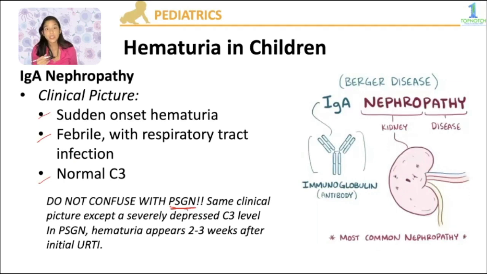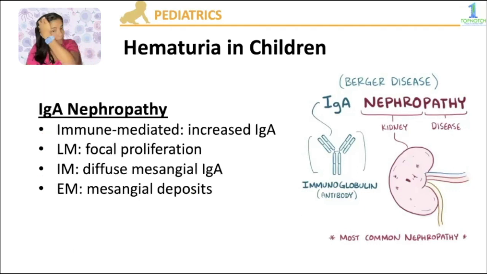If it is hematuria about 2 to 3 weeks or more than a month after a respiratory infection, think of post-strep glomerulonephritis. In addition to that, in IgA nephropathy, you will have normal complement levels, whereas in PSGN, you will have depressed complement levels, okay? So in terms of IgA nephropathy, it is an immune-mediated disease where you get increased IgA or immunoglobulin antibodies depositing in your kidneys. Under light microscope, it would present as focal proliferation. Under immunostaining, you would find diffuse mesangial deposits of your immunoglobulin. And under electron microscope, you would also find mesangial deposits.